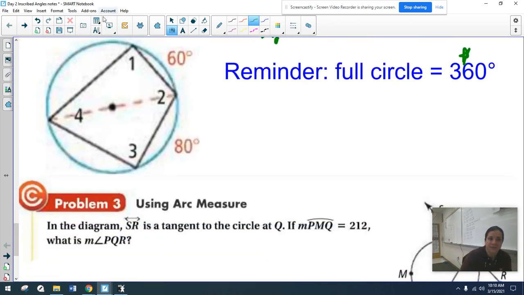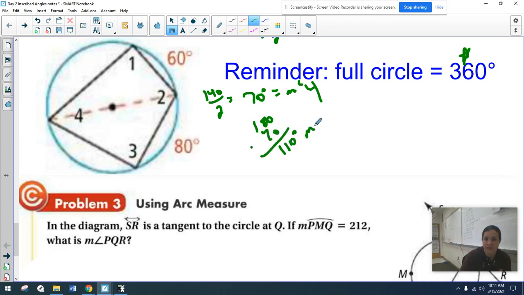All right, down here, I'm looking for all 4 angles. If you notice that angle 4 makes the 60 and the 80. 60 and 80 equal 140. If you cut it in half, that's going to give you the measure of angle 4. And then opposites. This is an inscribed quadrilateral. So if I just do 180 minus the 70, because they're going to be supplementary, that's going to give me the measure of angle 2.